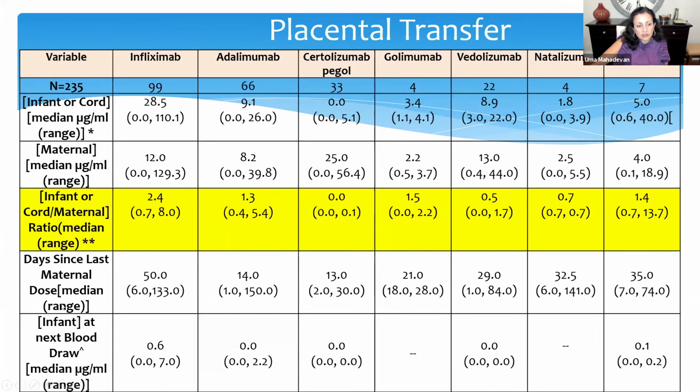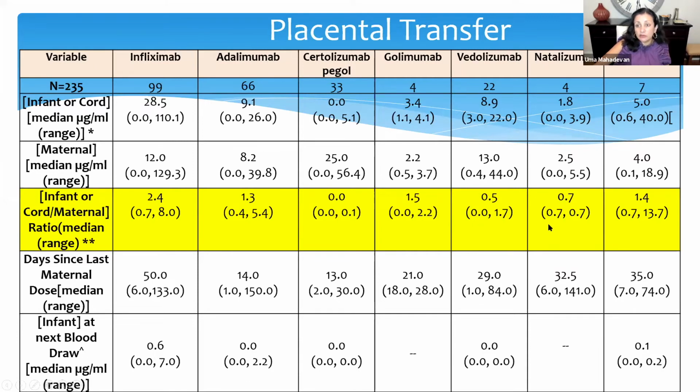And we saw that with infliximab, which had the highest level of transfer. On the day of birth, the infant had 2.4 times maternal levels of infliximab. Adalimumab, golimumab, and ustekinumab were similar, with the infant at 1.3 to 1.5 times the maternal level at birth. Certolizumab pegol, of course, is not a full antibody. It's a Fab prime fragment, so there was no active transfer and it was not detected in the baby.